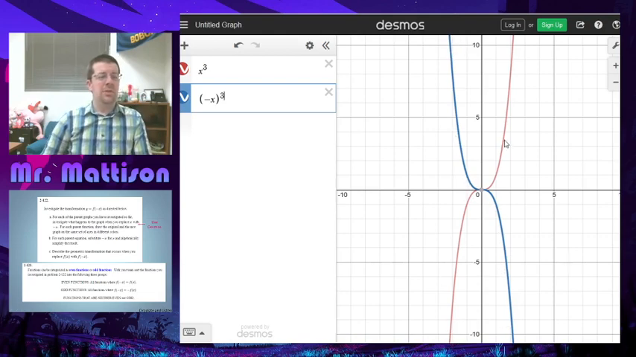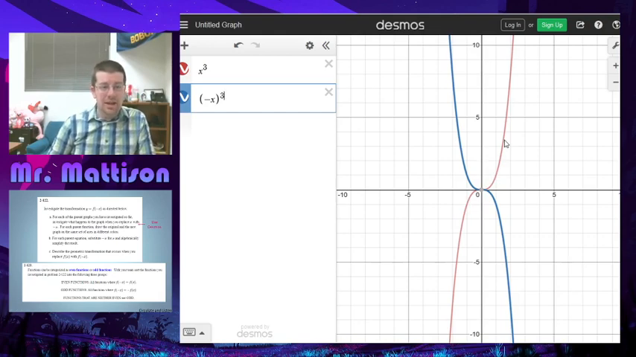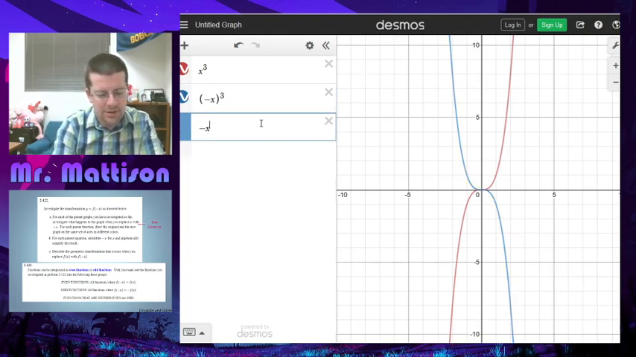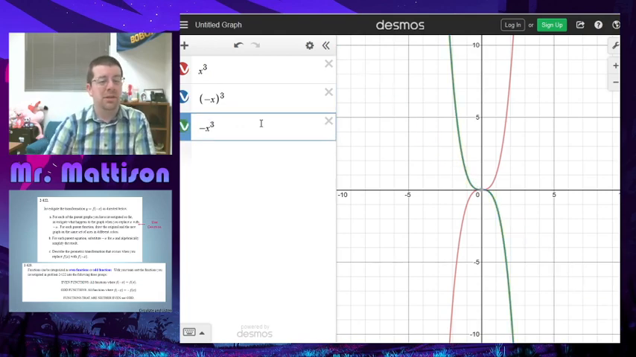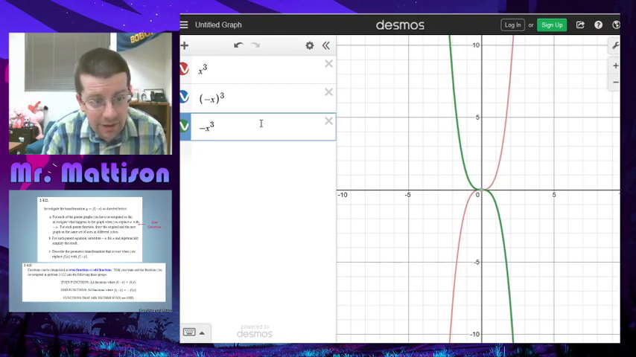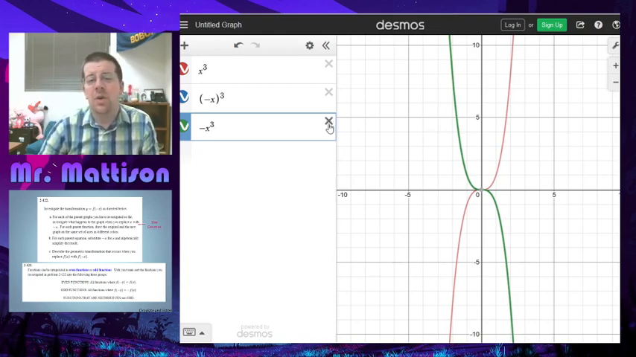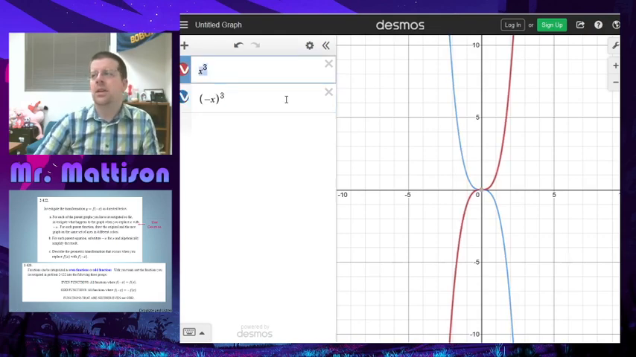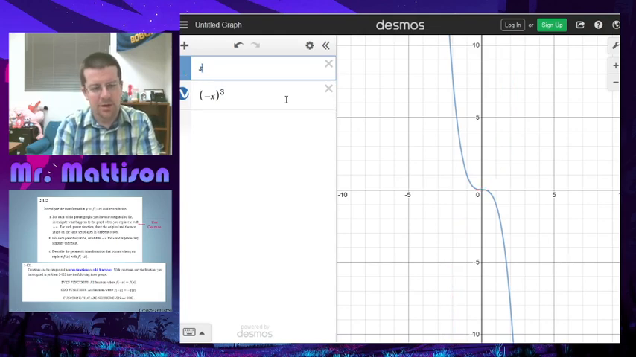So you may say, well, that's doing the exact same thing as if I just put the negative in front. And truth be told, that's true. If I did that without the parentheses, I get the exact same graph. Okay. That's not always going to be the case. So let's keep on trying. That's why I say try as many of these as you can. What if we do square root?